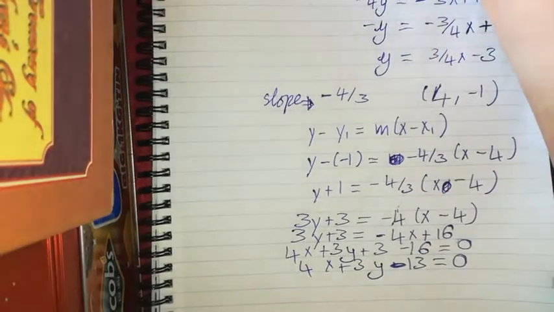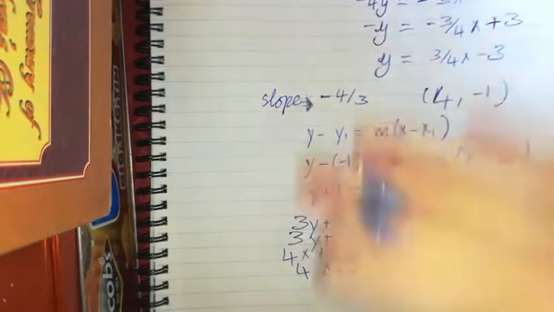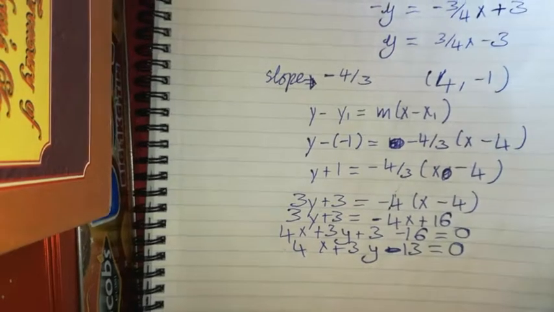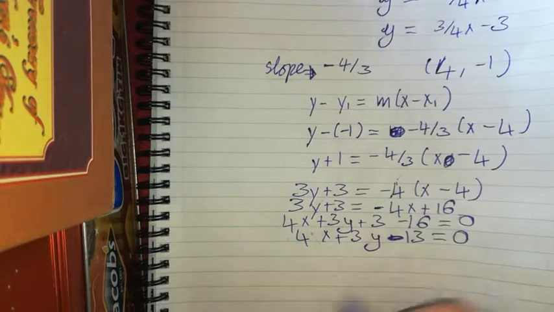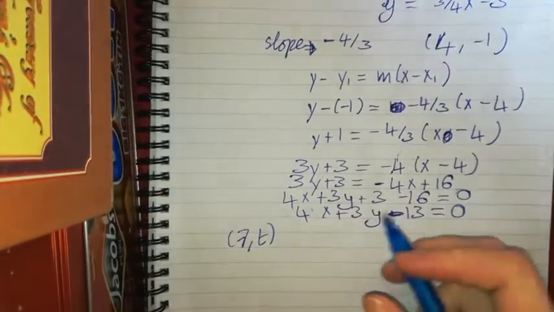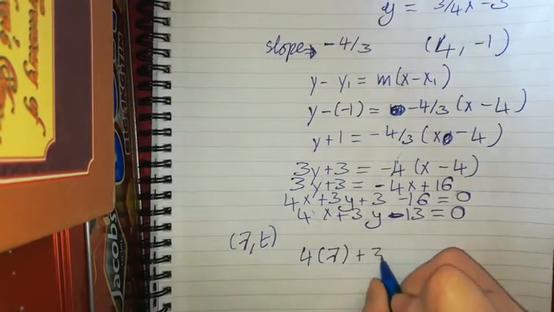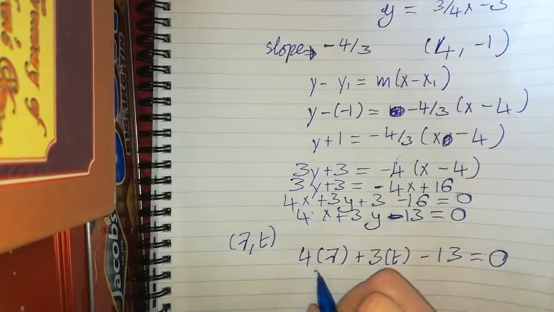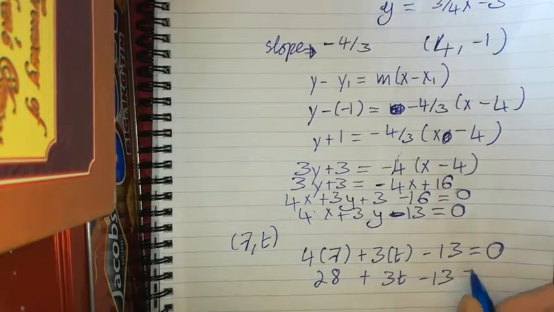But I was asked for the value of t, not the equation. I know that B lies on this line AB, so I can just sub in x equals 7 and y equals t and subsequently solve for t. So sub in x equals 7 and y equals t into 4x plus 3y minus 13. Now I'm just going to solve this. 4 times 7 is 28, plus 3t minus 13 is equal to 0.